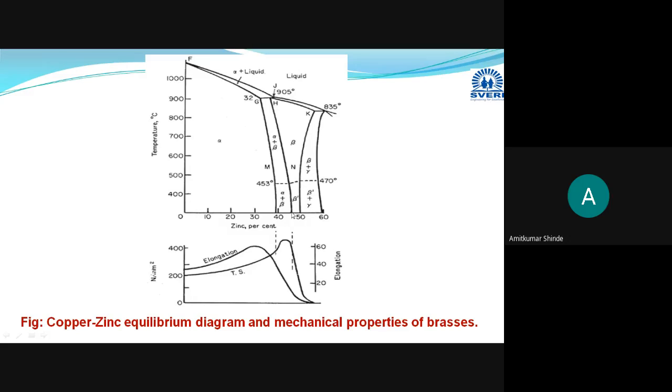And when the percentage of zinc increases above 44%, then there will again be only a single phase, that is the beta phase only. And when the percentage of zinc goes above 50%, a new phase will exist there, that is the gamma phase. This gamma phase is very brittle in nature, that's why we are not going to use it in practical life. Some brasses have a maximum of 50% zinc; above that we are not using it in practical life.